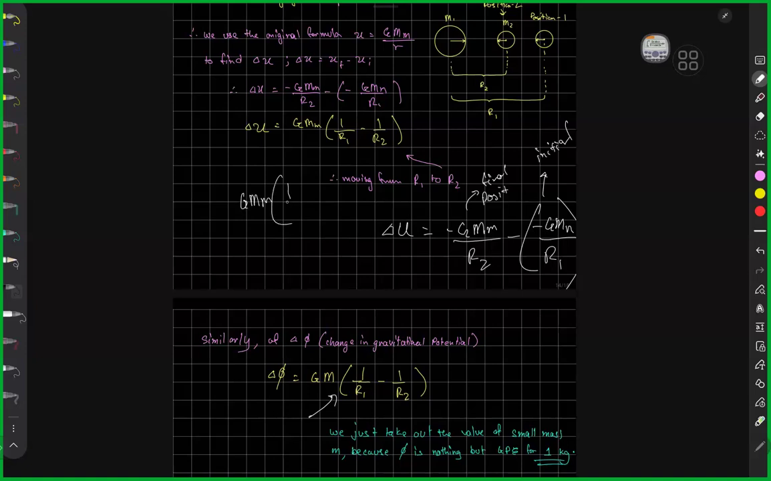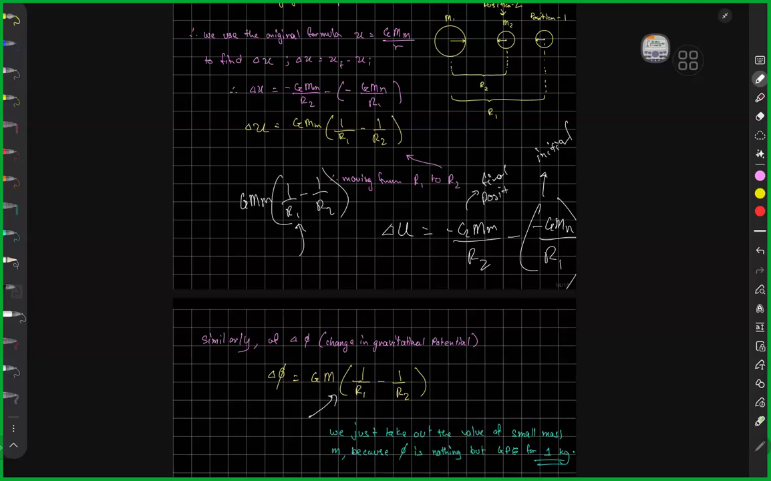GMm (1 by r1 minus 1 by r2). Okay. It is always better to write this out. Otherwise you will get confused. You know why? Why do I say this? You will be confused. What is my R1?